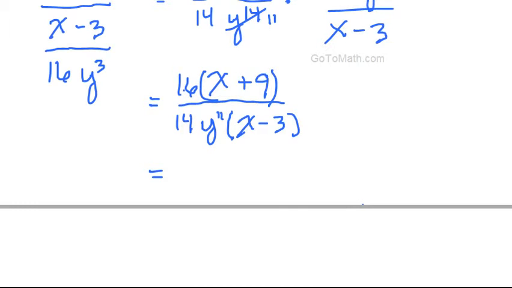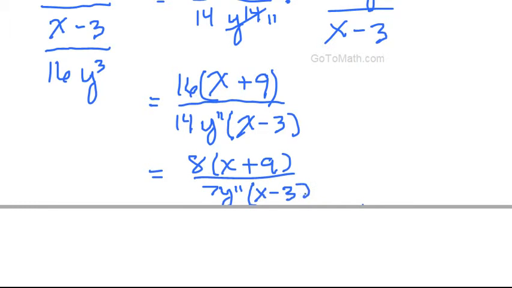Anyway, we can reduce 16 over 14. Let's see, what do we got? 2, 4, that's 2 and 7. 2 goes into 16 8 times, and I guess we won't skip any steps on that. And then that's all over 7y to the 11th, and 7y to the 11th. Sorry, I got distracted. This thing's annoying me.